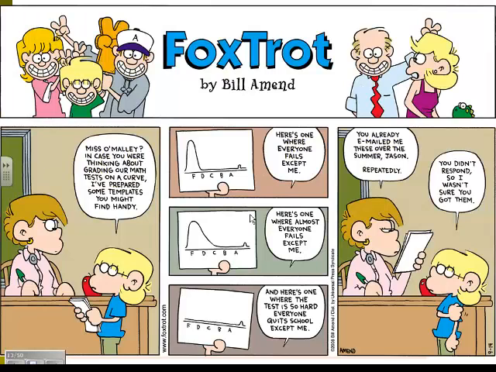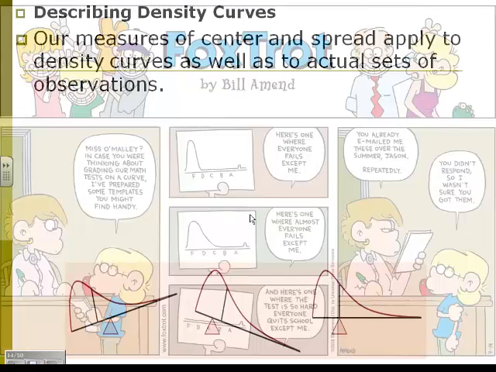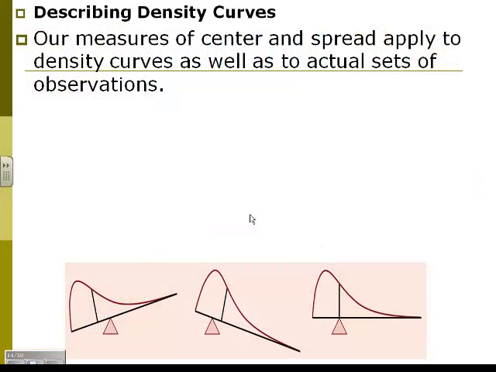I thought this cartoon was pretty cute. I'll give you a minute to read it. It has to do with density curves. I thought that was cute, so hopefully you did too. Gives you a little sense of a statistician's sense of humor there.